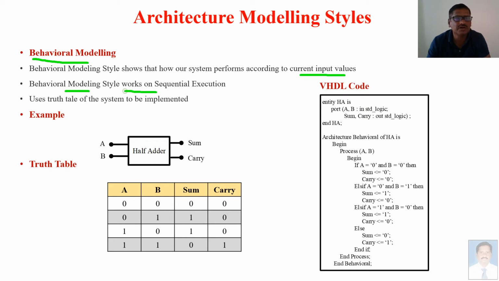Behavioral modeling works on the sequential execution and it uses the truth table system to be implemented. Example: before starting implementation of any system, here our plan is to implement the HA, that is half adder. We should write the black box for that particular system.